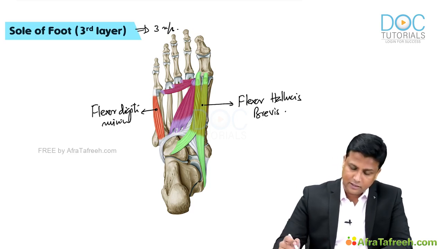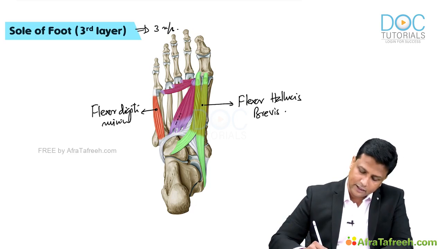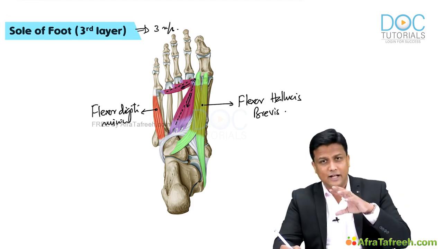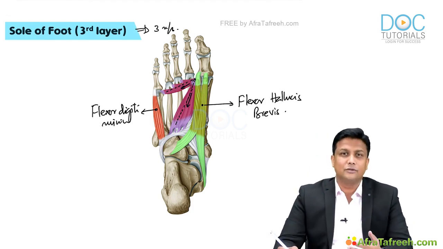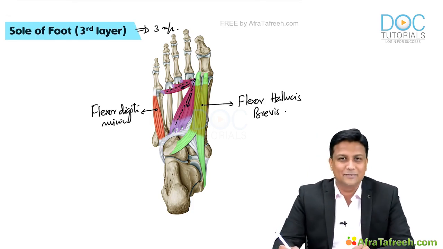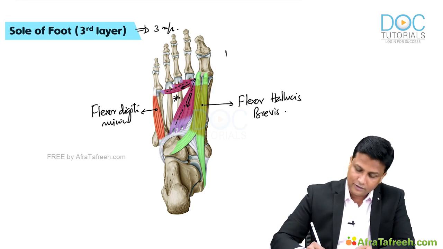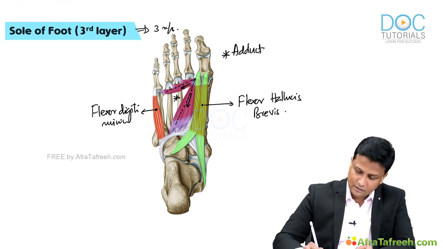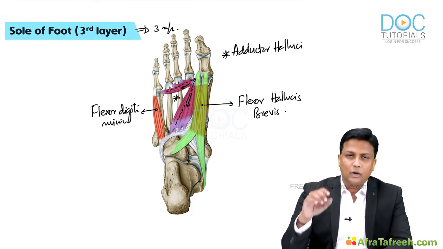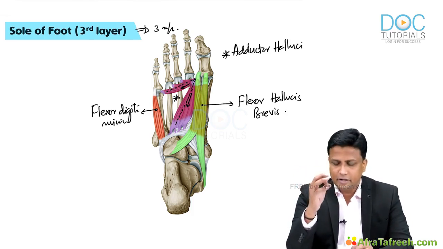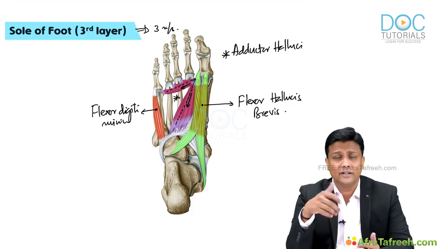One more muscle that you are able to see here. You can clearly see one is the oblique head, another one is the transverse head, and when those 2 heads contract, they are going to adduct. And if it is going to adduct the great toe, definitely the name of this muscle has to be adductor hallucis. So let me put a star mark here, and the name of this muscle is adductor hallucis. Now, once we are comfortable with the names of these 3 muscles, flexor on either side, then in the middle we have adductor hallucis. Easily you can identify that layer, that is the third layer.